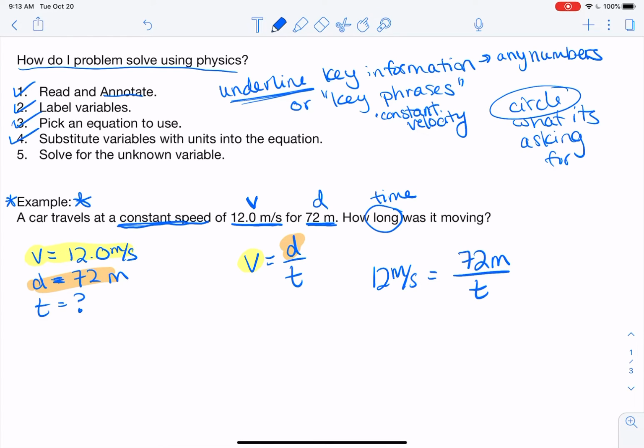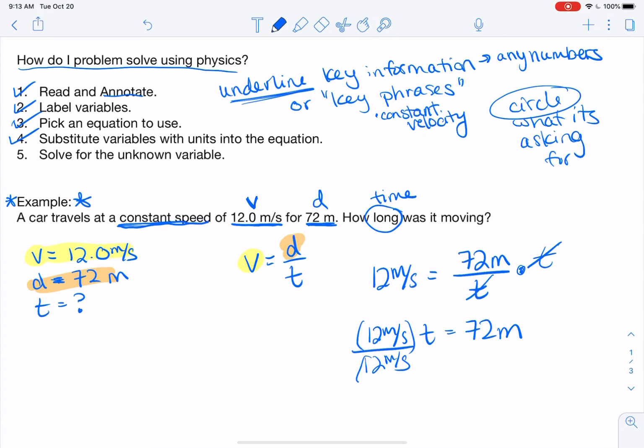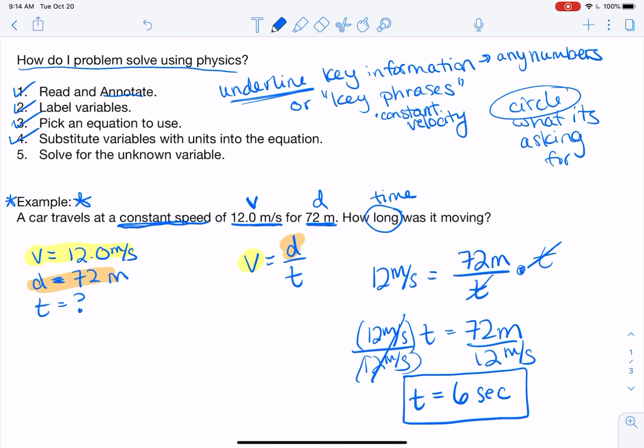So to solve for T, I need to get it out of the denominator, so I'm going to multiply by T on both sides, so that goes away, and I get 12 meters per second times T equals 72 meters. Then I'm going to divide by 12 meters per second. That goes away, divide by 12 meters per second. And what I'm going to be left with is 72 divided by 12 is 6, and then seconds. Now, I do want to go back and talk about the units, how we get that, but that would be how we solve for the unknown variable. That's how we would solve the problem.